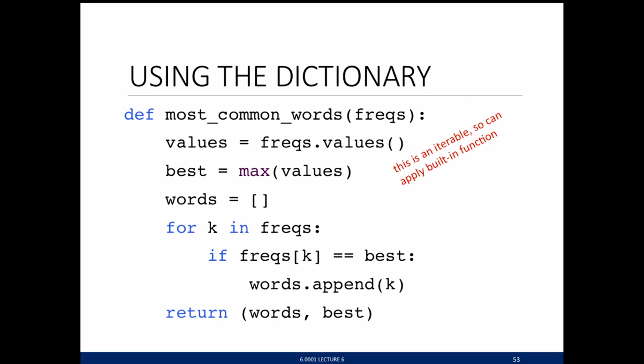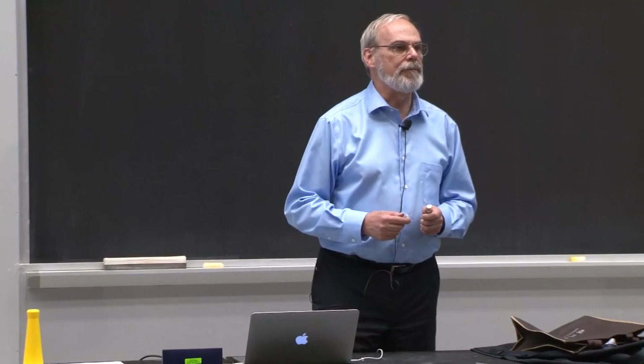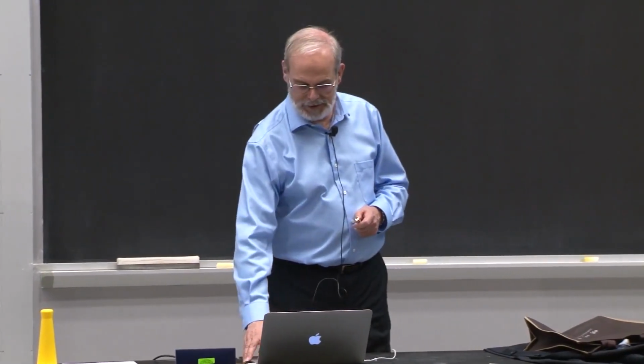Because it's an iterable, I can use max on it, and it will take that iterable and give me back the biggest value. I'm going to call that best. I'm going to set up words to be an empty list, and then I'm just going to walk through all of the entries in the dictionary, saying if the value at that entry is equal to best, add that entry into words. Just append it onto the end of the list. And when I'm done with that loop, I'm going to return a tuple of both the collection of words that appeared that many times and how often they appeared. I'm going to show you an example in a second, but notice I'm simply using the properties of the dictionary.